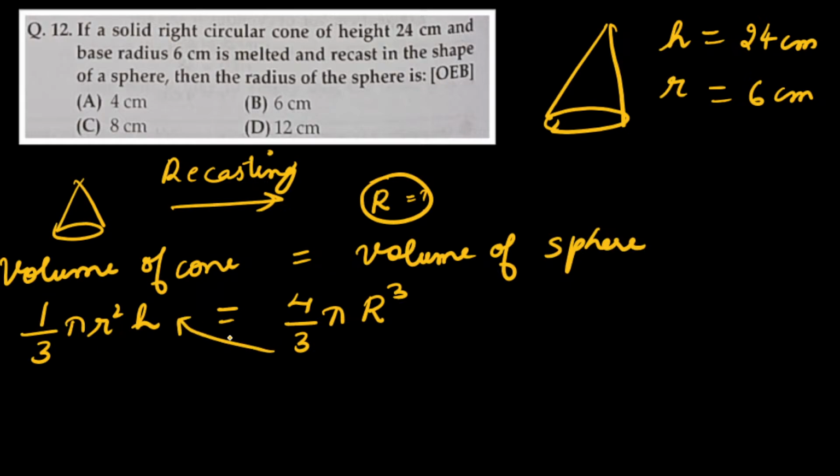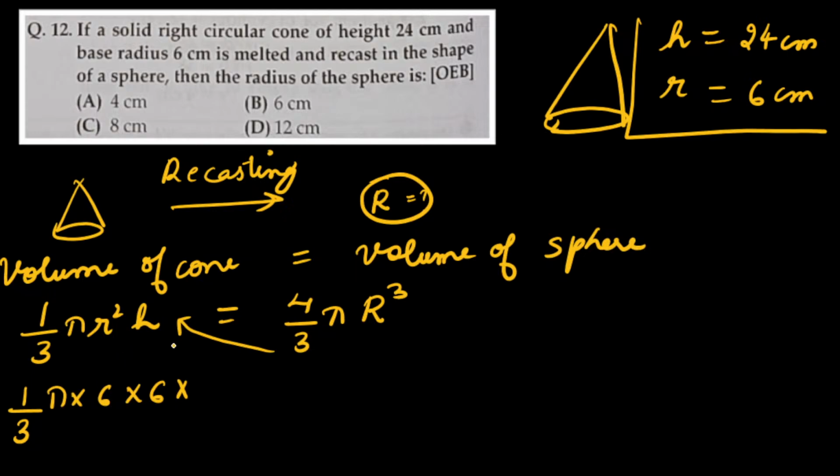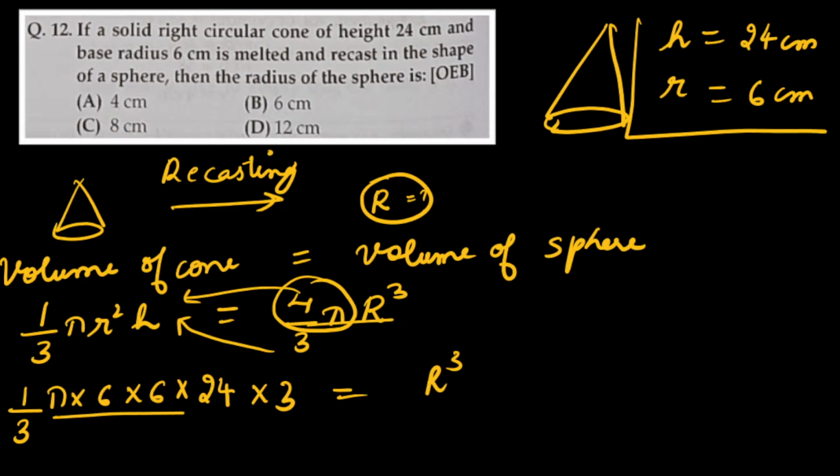First of all, 3 we can shift to the other side. Here I am just going to write 1 by 3 pi as it is. Here for the cone, the value of r is 6. It is given to us here. Height is 24. So 6 square means 6 into 6, and height is 24. I have just done the substitution here. And this 3, when I shift to this side, it will get multiplied because here it is getting divided. So 4. Now on the other side I just have to keep R cube. This 4 pi also I have to shift. 4 pi when I am shifting, it will come here at the denominator.